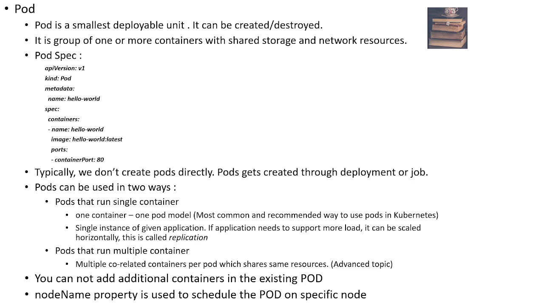It can be one container or multiple containers. So a pod can contain a single container or multiple containers. It can be created and then destroyed. So it is not a permanent kind of object. Whenever there is some issue, or whenever there is an update, a pod can be created and a pod can be destroyed. It is a group of one or more containers with shared storage and network resources. So all the containers inside the pod share the same storage and network resources.